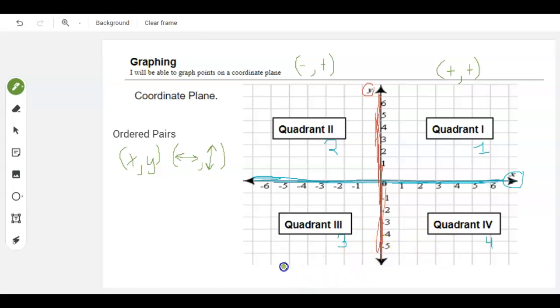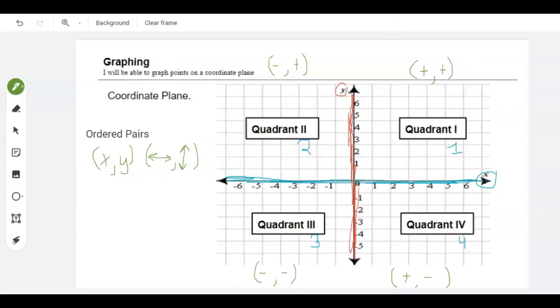In 3, we're going to have negative, because we're still on the negative side, and we're going to have negative going down. Okay, 4, I get to go back and forth in the positive section, so it'll be a positive first, okay? But I'm still underneath, so it'll be a negative in the second number, okay? So notice these two, 1 and 3, have the same sign for both numbers. 2 and 4, they have different signs, all right? We're going to go ahead and practice graphing.